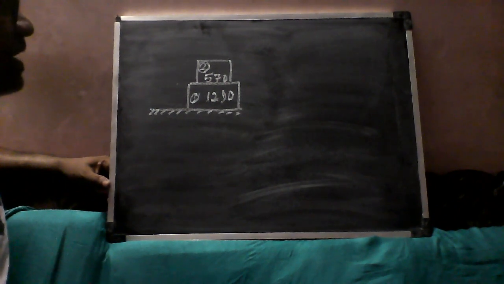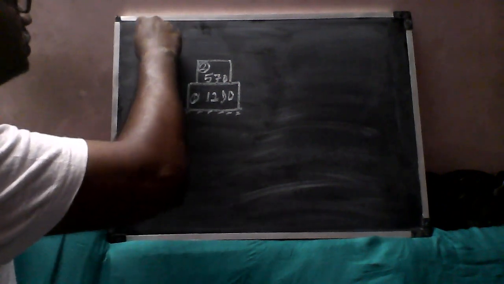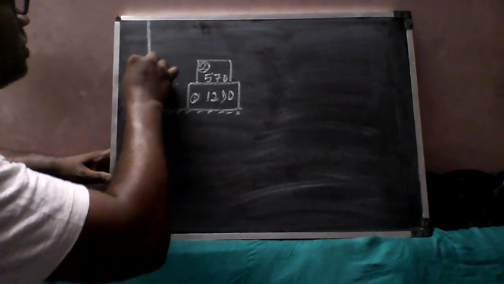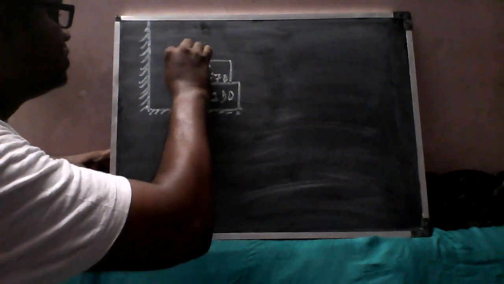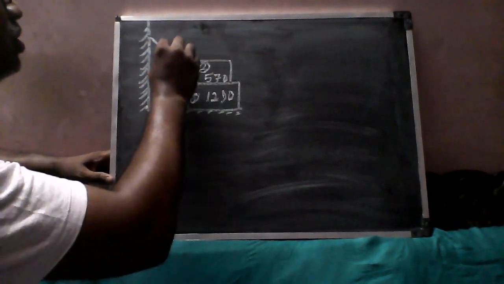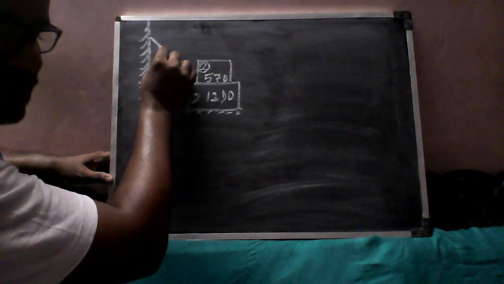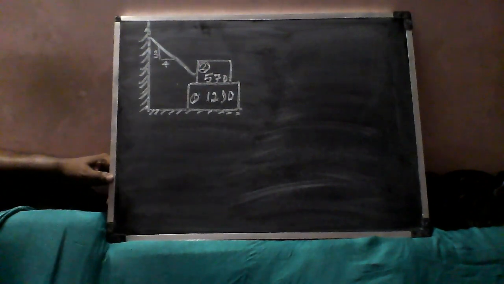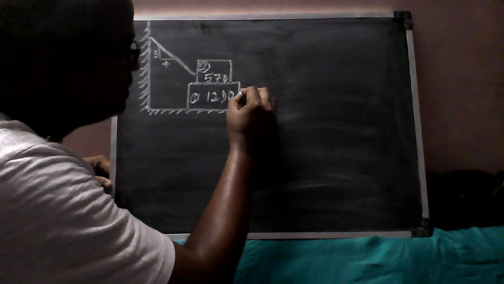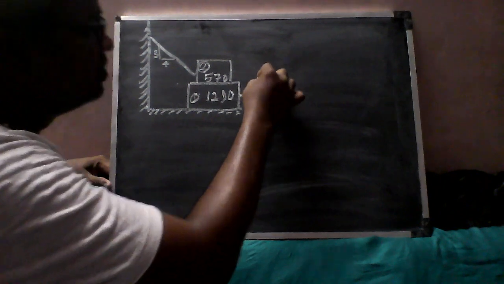the weight of the block is directly given, and there is a wall. On this vertical wall, the second block is tied in an inclined fashion. So this slope is 3 by 4, 3 parts and 4 parts. So I am pulling this first block to the right side. So what is this pulling force?